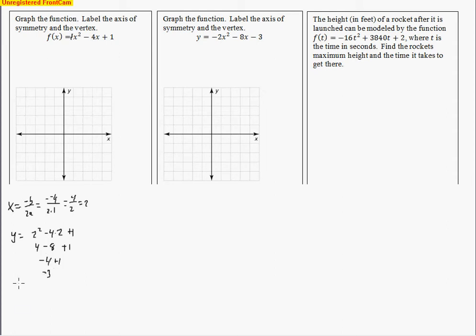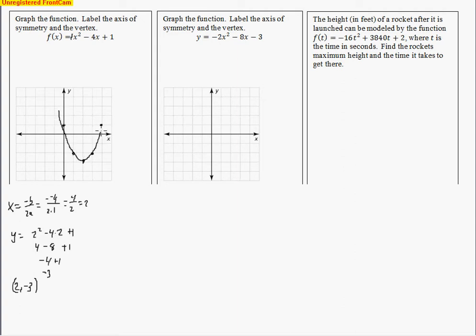So I got negative 3 there, and my vertex would be (2, negative 3). So I start there, over 2 spaces, down 3, and then I use the parent graph. Just an x squared tells me to go over 1, up 1, over 2, up 4 spaces, because it's a regular x squared.